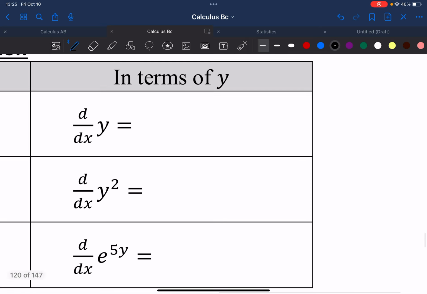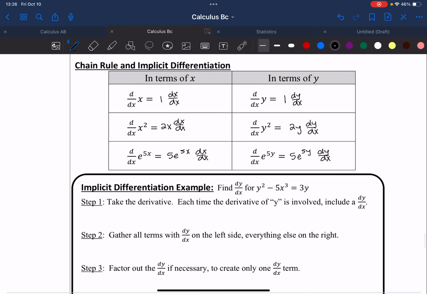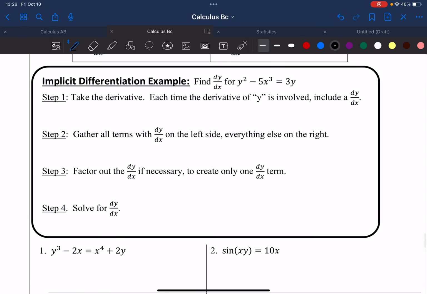Then taking the derivative in terms of y, we have 1 dy/dx. Notice how that changed. 2y dy/dx. And 5e to the 5y dy/dx. So whenever we take the derivative of a function in terms of x or in terms of y, we want to write dx/dx, which we know simplifies to 1, or dy/dx.